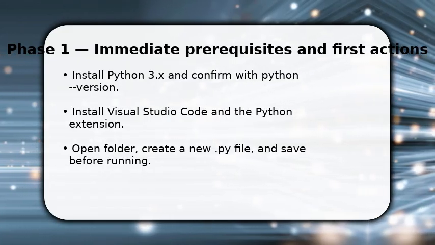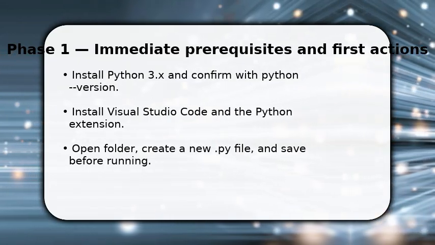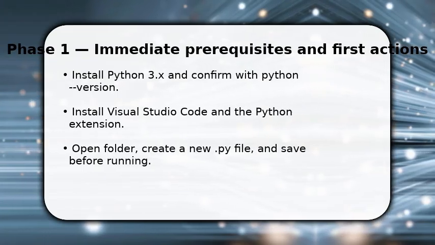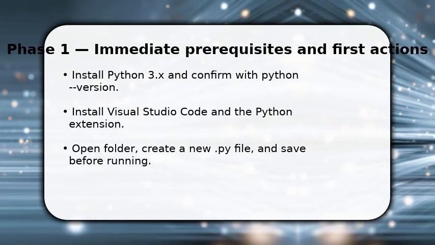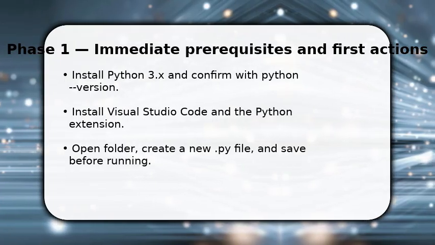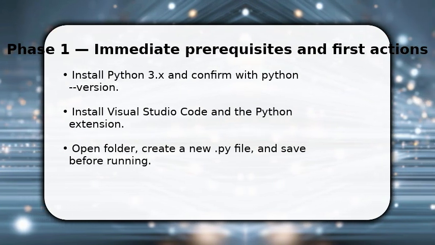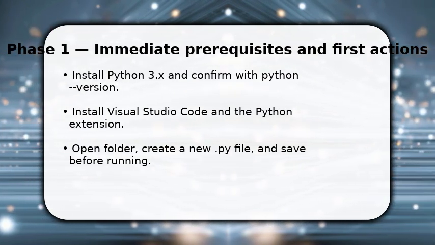Next, open the project folder and create a new file named main.py or similar, then save it immediately so language features activate. Make sure to select the interpreter in the bottom left or via command palette. This gets you from 0 to a runnable file quickly and avoids later configuration pauses.